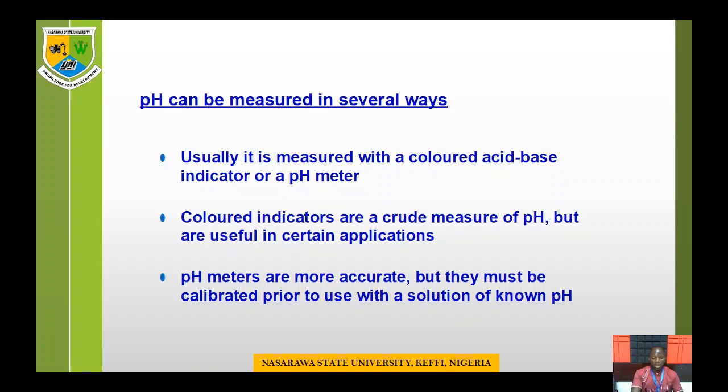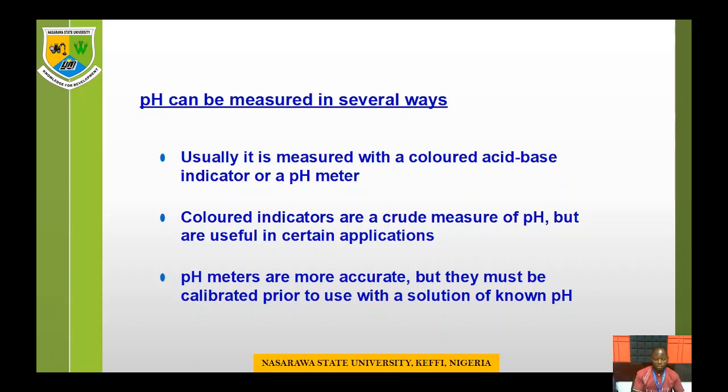So pH meters are more accurate, but they must be calibrated prior to use with a solution of known pH. Yes, calibration is a way of reprogramming the machine such that it does not give a biased result, so that it does not give a positive result or a negative result when the reverse is the case.